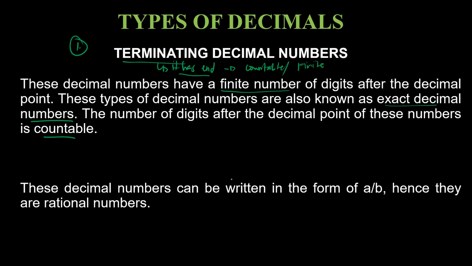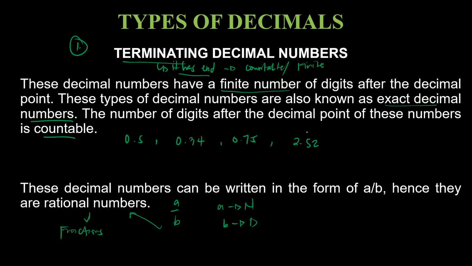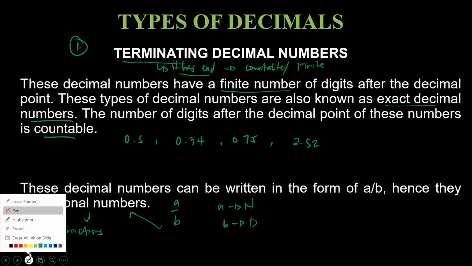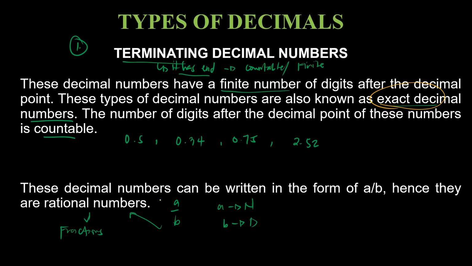These decimal numbers can be written in the form of A over B. Hence, they are rational numbers. Diba? A over B, where A is the numerator, B is the denominator. What are the rational numbers? These are the fractions, the whole numbers, and so on and so forth. So what are the examples of terminating decimal? We have 0.5, it could be 0.34, it could be 0.75, it could be 2.52. When we say terminating decimal again, it has an end. It is countable, finite, and remember, it has exact decimal numbers. Kaya nga siya may end. That's the first type of decimal numbers.